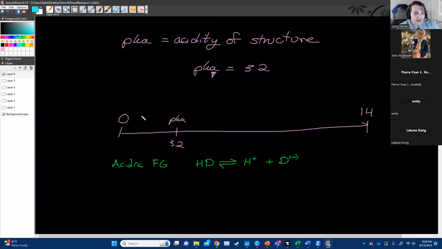Because what did we say earlier? Let's say that we are working with this functional group at a pH of 6.8. We know that pH is always describing H+. Which means, where are we going to put this pKa? On the other side.